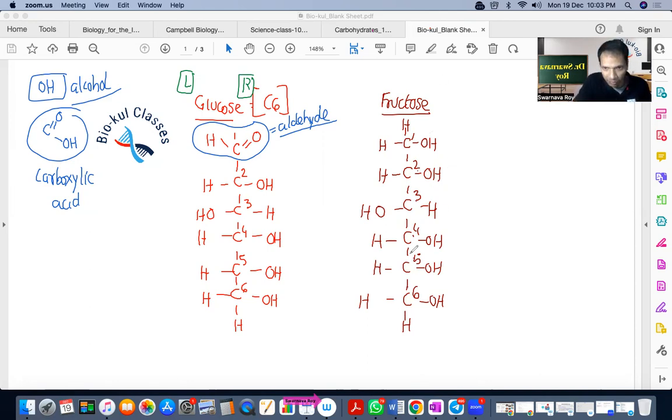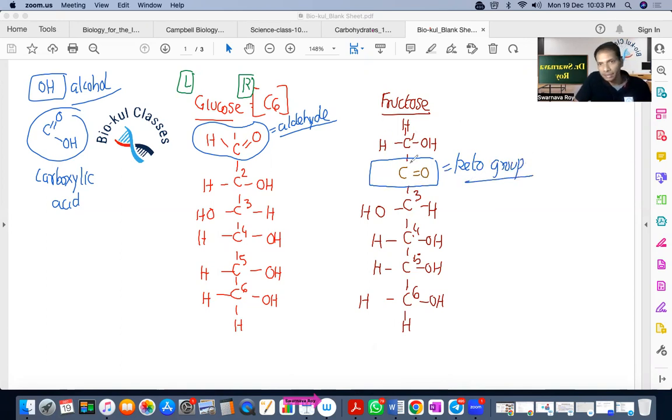So let's just verify. You can see one small change, we'll make it here. So here we have what is seen as a carbonyl group. That is one small change I have to make. So this is the carbonyl group. This is the aldehyde group. This is called the keto group. Okay, so this is the keto group.